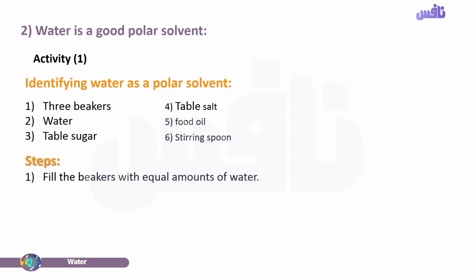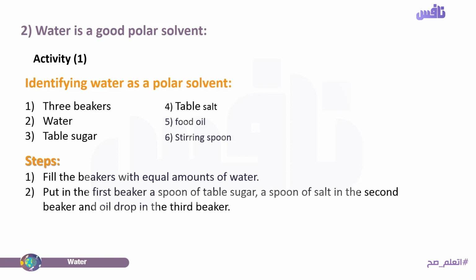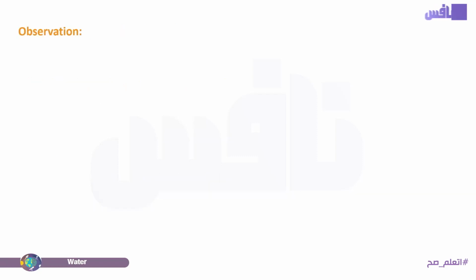Steps: fill the beakers with an equal amount of water. طيب كل اللي أنا هجيبه إن أنا أجيب ال 3 beakers بتاعتي وأملاهم كلهم مية. Put in the first beaker the spoon of the table sugar, in the second the spoon of the table salt, and the oil drops in the third beaker. طيب هحط في كل واحد منهم الأولاني sugar والتاني salt والتالت oil. Stir the content of the 3 beakers وهقلب كل واحد منهم.